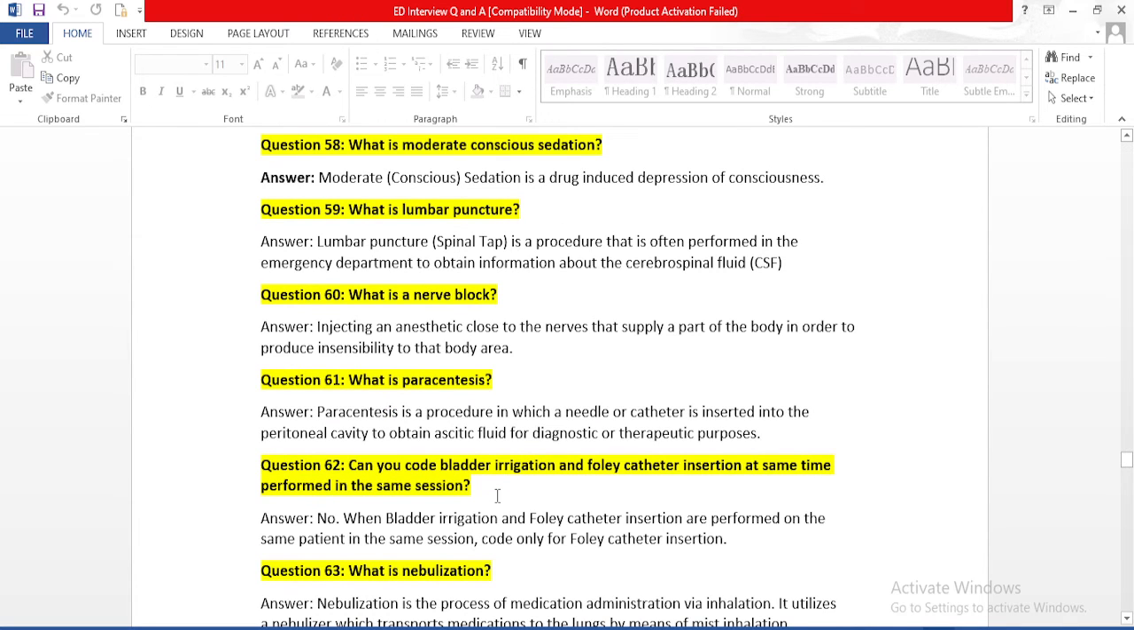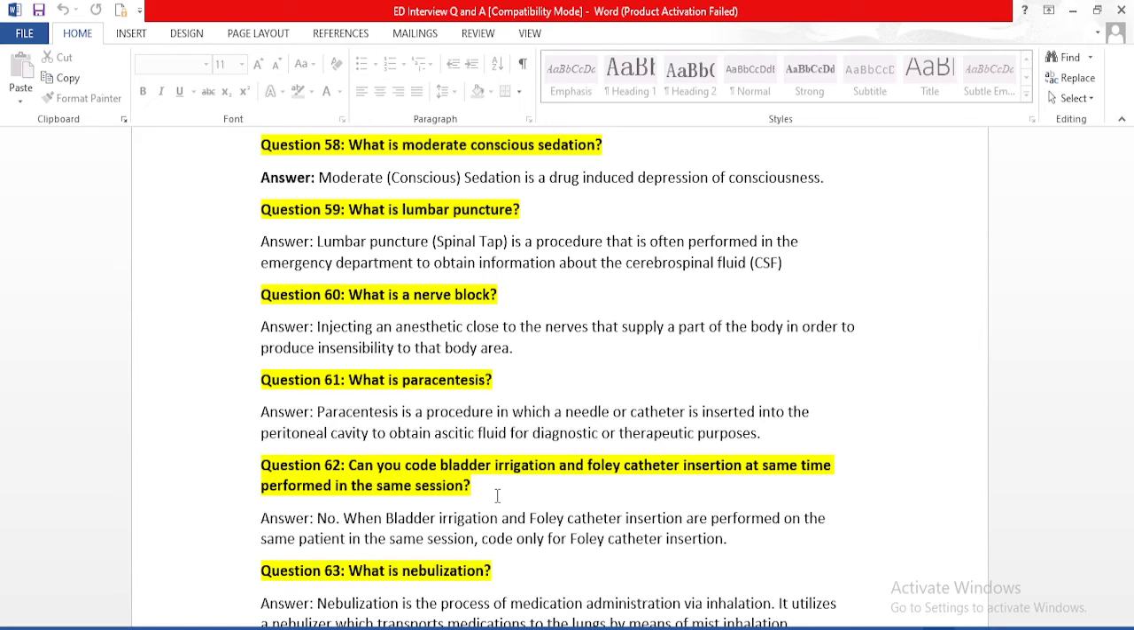Next question, what is moderate conscious sedation? Moderate conscious sedation is a drug-induced depression of consciousness. So what is lumbar puncture? Lumbar puncture is a procedure that is often performed in the emergency department to obtain information about the cerebrospinal fluid.